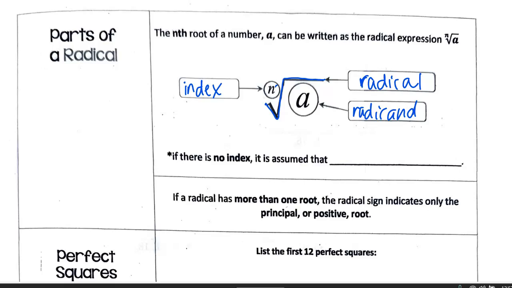Okay, so if there is no index, that is probably what you have seen before in life, like square root of 4, square root of 16. If there's no index, then it means that n equals 2. This means it's a square root. If it's 3, it's a cube root. So just keep in mind that the index is an important part. If a radical has more than one root, the radical sign indicates only the principal or positive root.